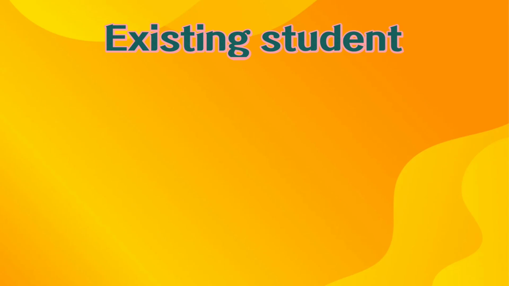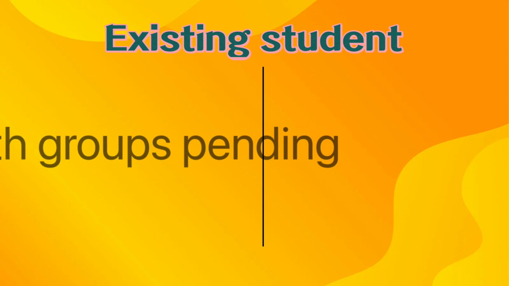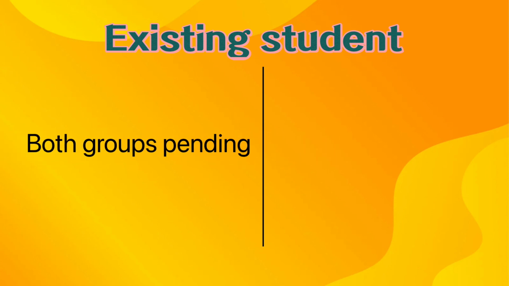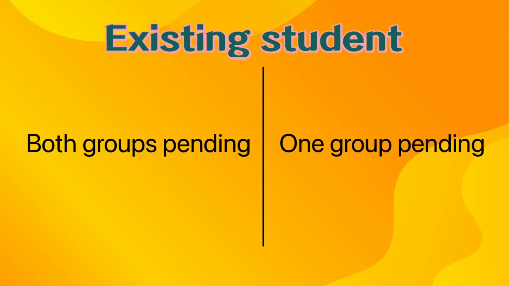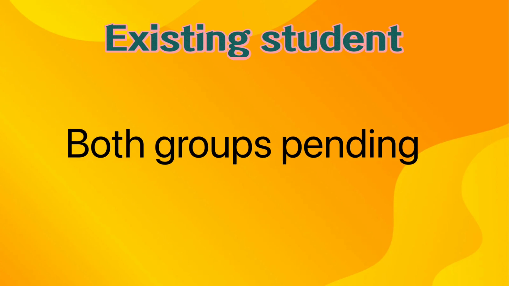But don't worry, there are some common topics between the old course and the new course. So for existing students, we can divide you into 2 subcategories. First are the students for whom both the groups are pending, and second group is the students for whom only one group is pending. So let's start with the both group students.